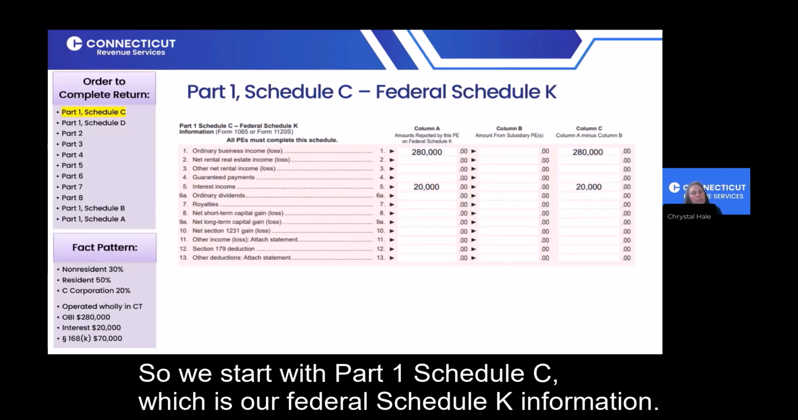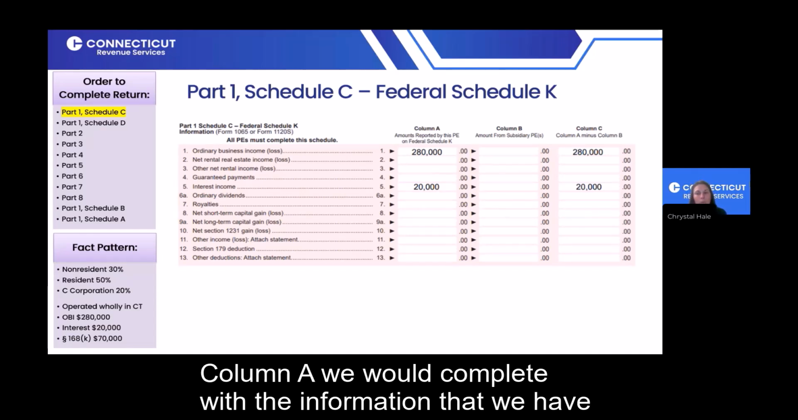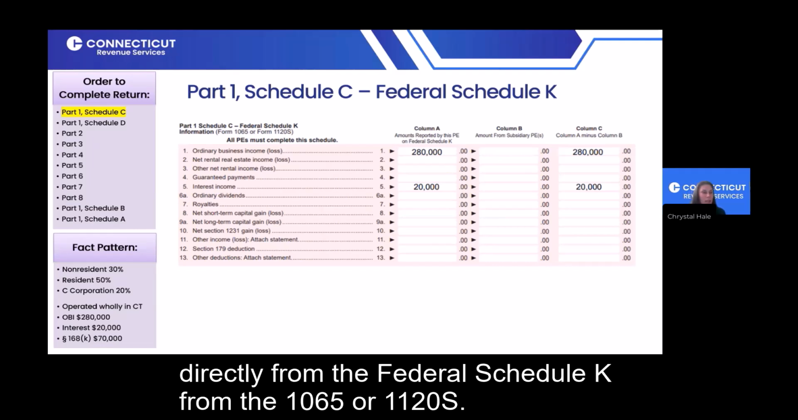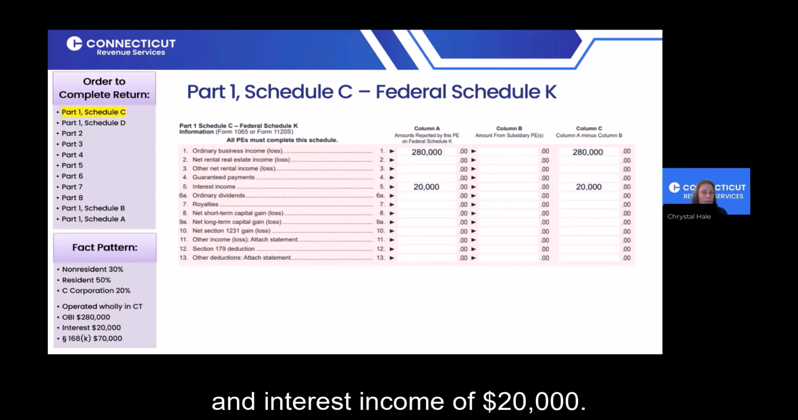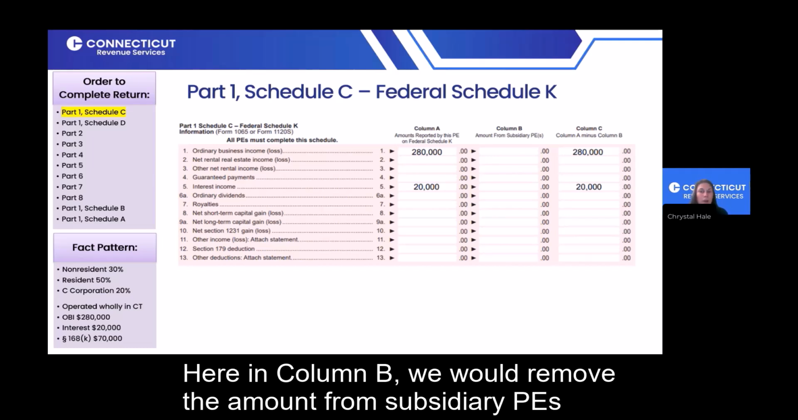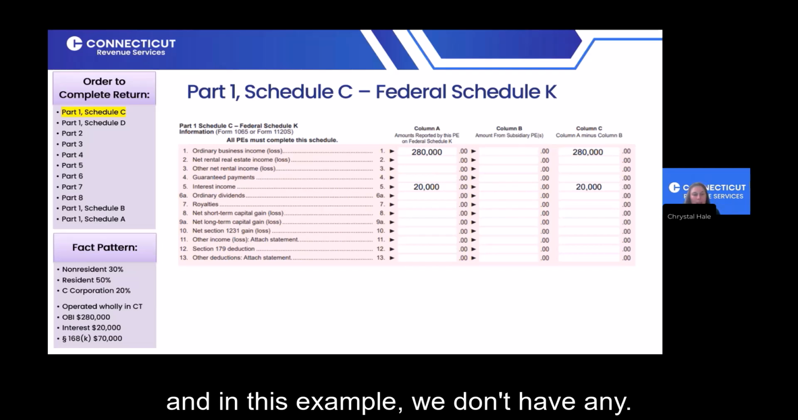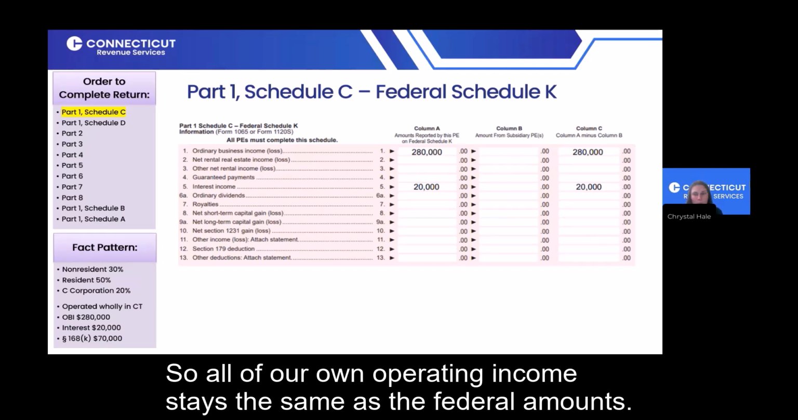So we start with Part 1 Schedule C, which is our federal Schedule K information. Column A, we would complete with the information that we have directly on our federal Schedule K from the 1065 or 1120S. So using this fact pattern, we have $280,000 of ordinary business income and interest income of $20,000. Here in column B, we would remove the amount from subsidiary PEs, and in this example, we don't have any. So all of our own operating income stays the same as the federal amounts.